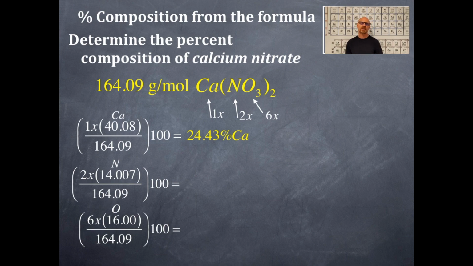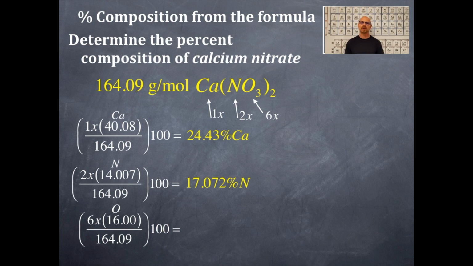I'm going to do the same thing with the nitrogen, but the nitrogen has 1 more significant figure, so it has 5 significant figures in the molar mass for nitrogen and 5 significant figures in the molar mass of the compound. Therefore, I'm going to have 5 significant figures in this percentage. Okay? I'm going to do the same thing with oxygen. Oxygen has 4 significant figures in its molar mass.